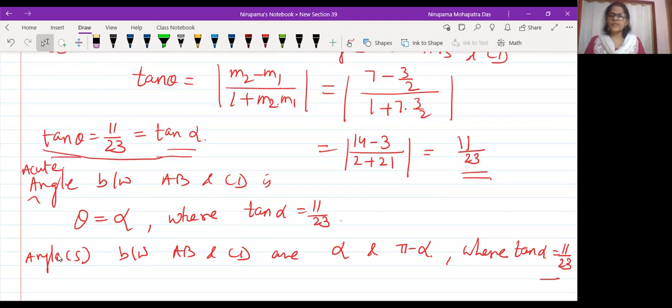Okay, so these are some of the questions. You can find the slope of the line when the angle is given, I mean when the inclination is given. You can find the slope of the line segment when two endpoints are given, and you can check whether two lines are parallel or perpendicular, and also you can find the angle between two lines.